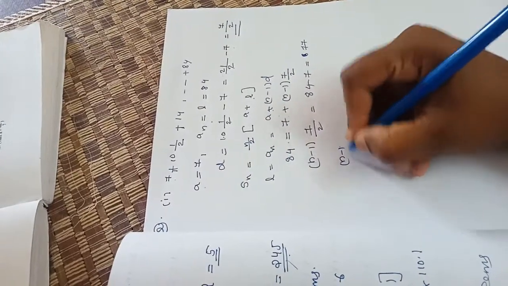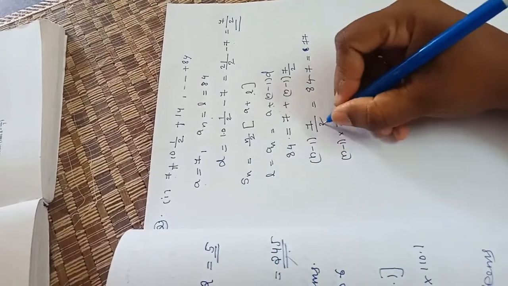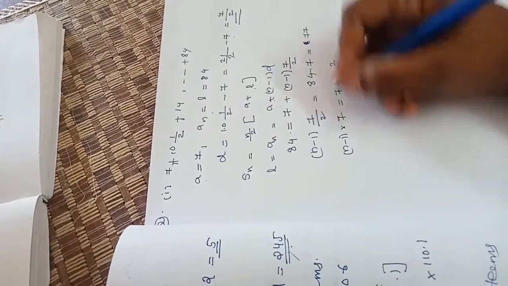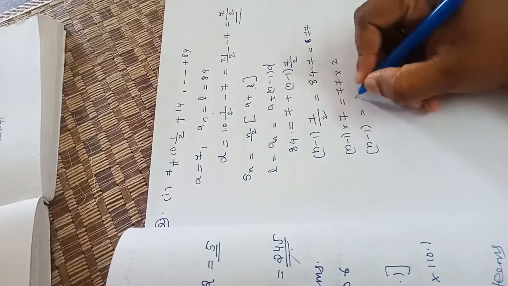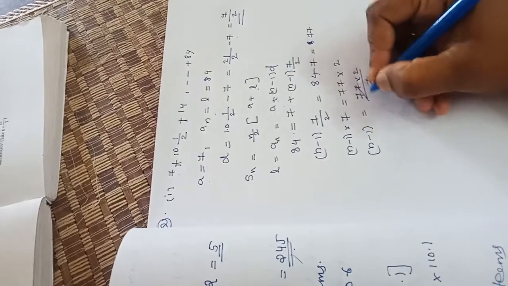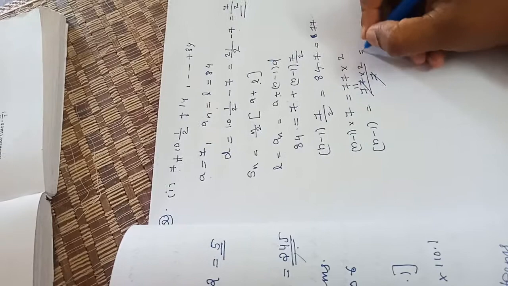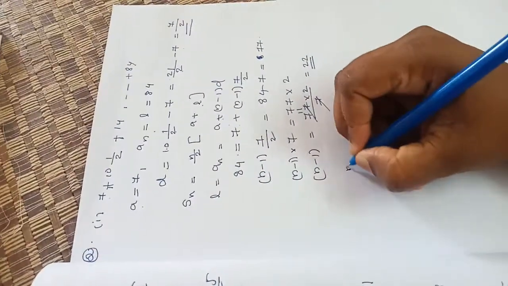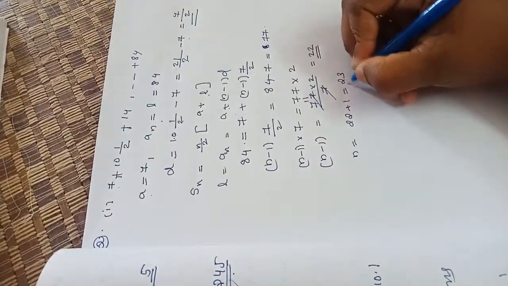So n minus 1 into 7 by 2 is 77. The 2 comes over, so 77 into 2, and the 7 you have to divide. 77 into 2 divided by 7. Cancelling these two you will get 11 here. So 1 into 2 into 11 is equal to 22. n minus 1 is equal to 22. So n is equal to 22 plus 1, which is 23.